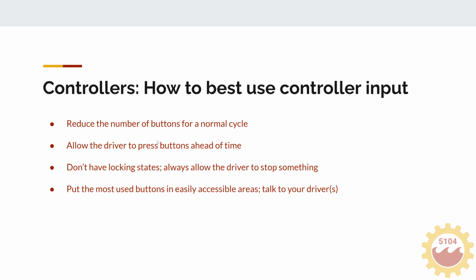Super simple. Second thing is allow the driver to press buttons ahead of time. One big thing that's super useful is if you can press a button when you're driving to another place, when you're not in the heat of the moment and not stressing a whole lot. So press buttons then, when you're focused and thinking about stuff, instead of when you're in the heat of the moment.